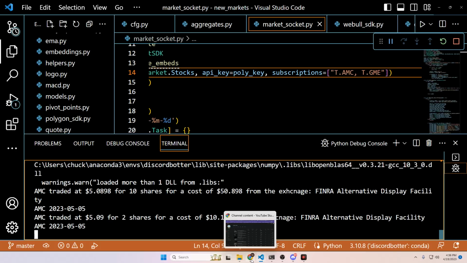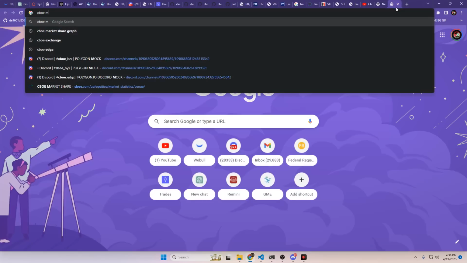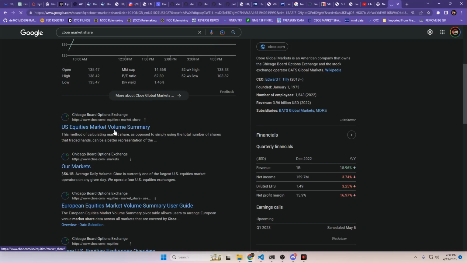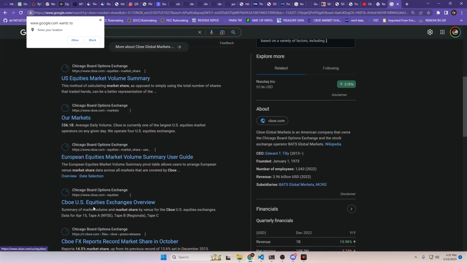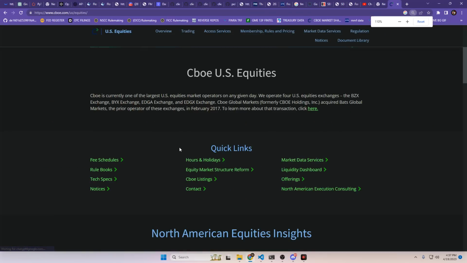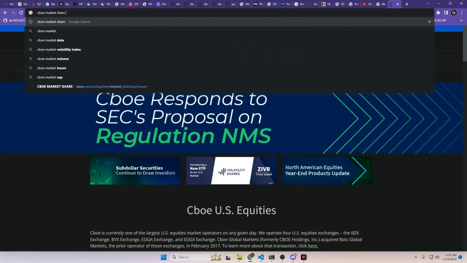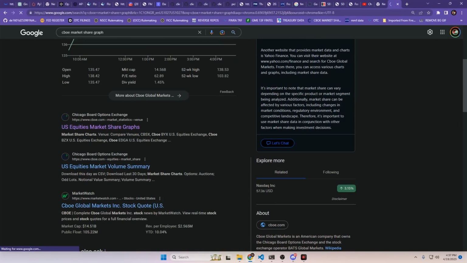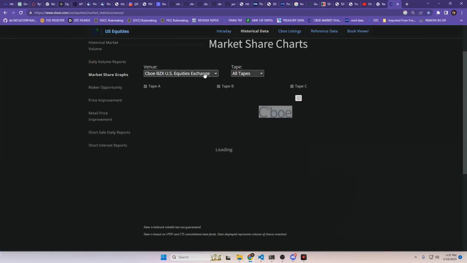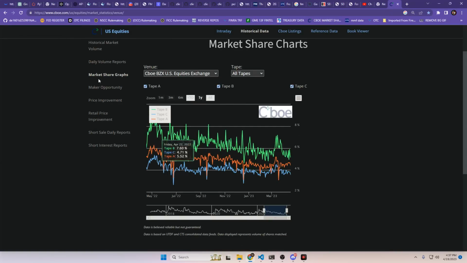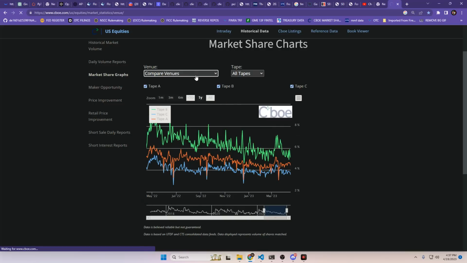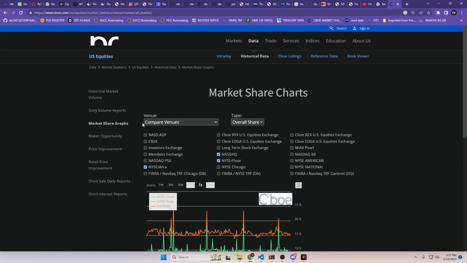And again, I mean, if you go look at what the ADF is and just the grip it has in the market, go to the CBOE market share website. Go to the exchanges overview. Oh, they changed this. Hold on. I think you have to do the market share graph. Yeah, right here. So this is basically the entire market's volume chart based on the exchange that it came out of. So if I go to compare venues, and I select all of the venues, you see NASD ADF is right here at the top.